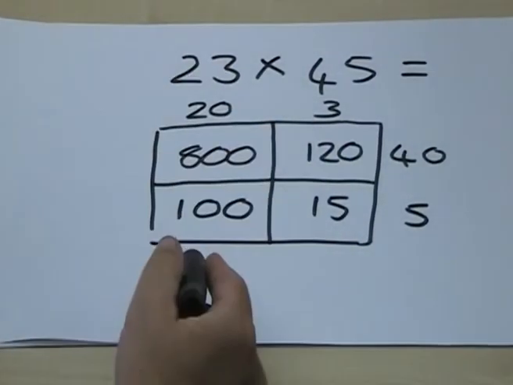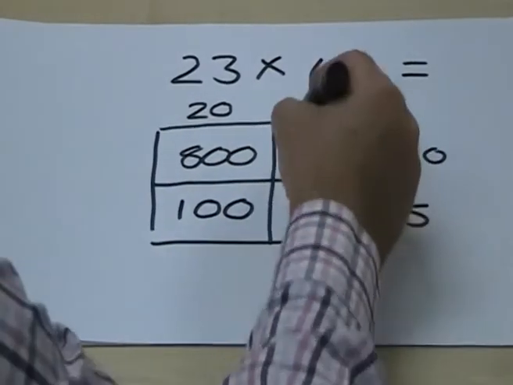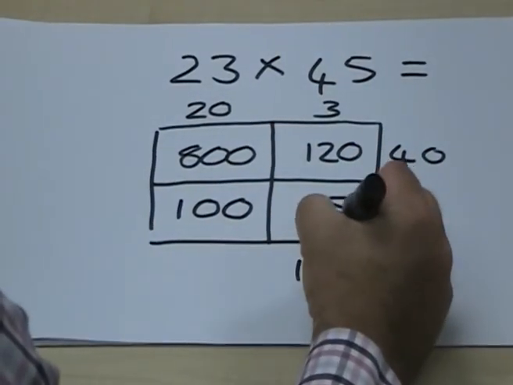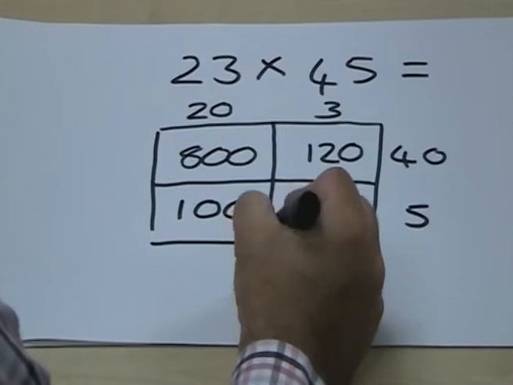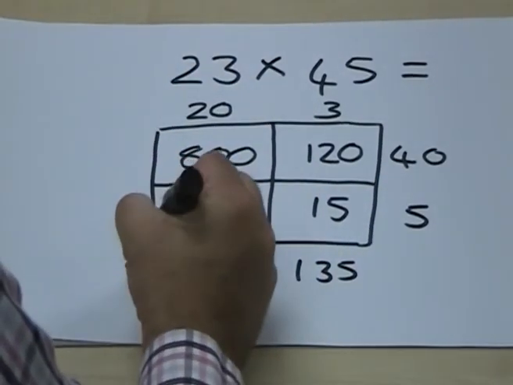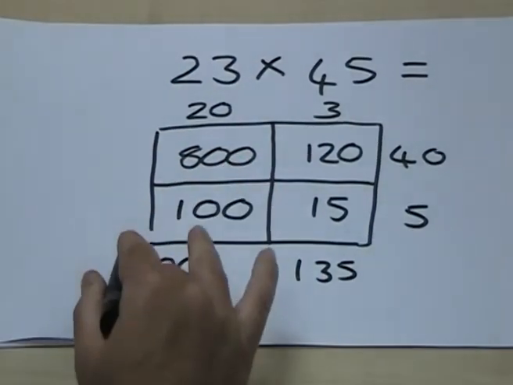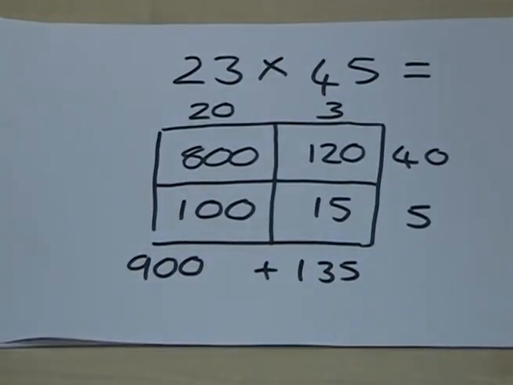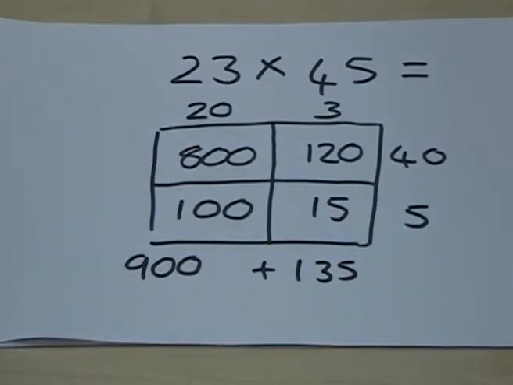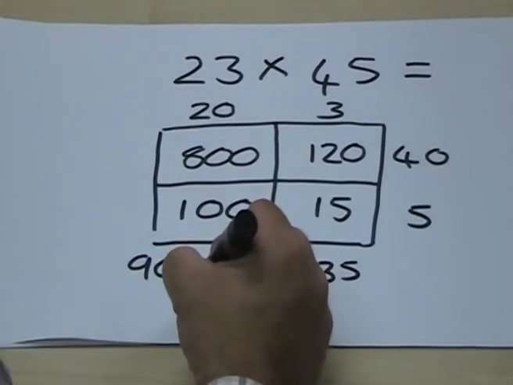We now add up the columns. So we have here 135 and here 900. Add those two figures together and we get 1035.